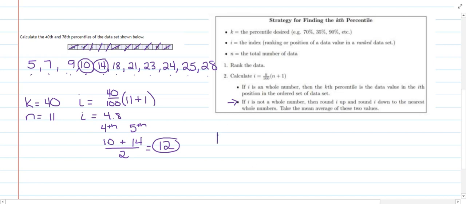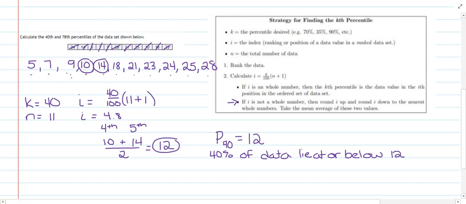So that would be P40, so the 40th percentile is 12, which means that approximately 40% of the data lies at or below 12 when you rank the data. Okay, so that's what that means. 40% of data lie at or below 12.